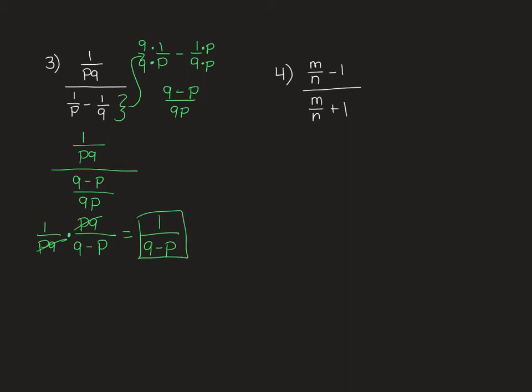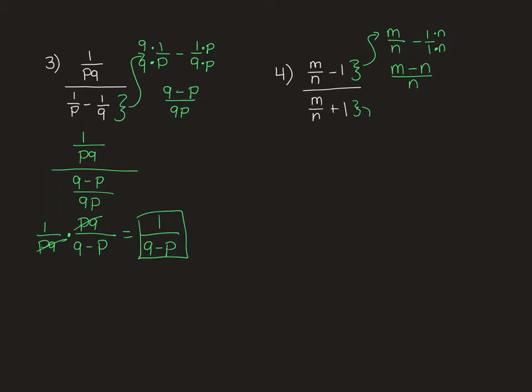We're going to do kind of the same process with number 4. I'm going to get the numerator as one big fraction, so I'm going to do it up here. So m over n minus 1, technically over 1. We want common denominators. Well, my common denominator is going to be n. So I need to multiply by n on top and bottom. So I will get m minus n over n. That's my whole fraction.